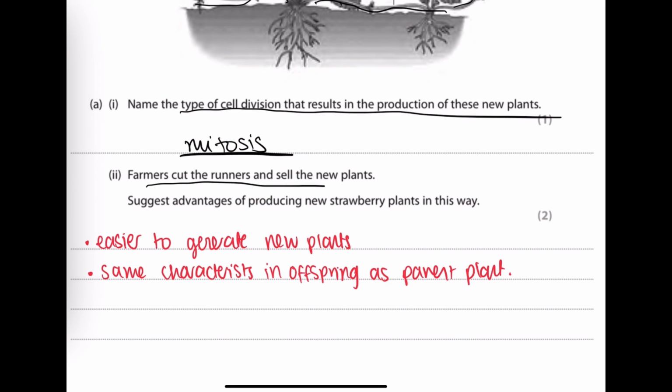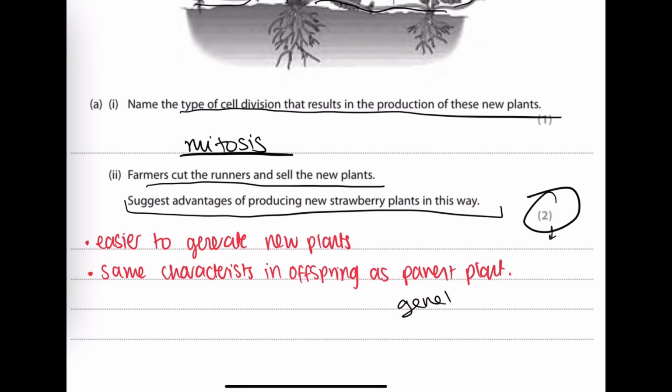So farmers cut the runners and sell the new plants. So suggest the advantage of producing the new plants in this way. As you can see, it's 2 marks, so we only really need 2 points. However, I recommend doing as much as possible just so you can maximize the amount of marks you can get. Because they are genetically identical, the offspring have the same characteristics as the parents. So you can take the best characteristics of the parents and keep reproducing those. You clone them so that they're identical and always have the best characteristics.